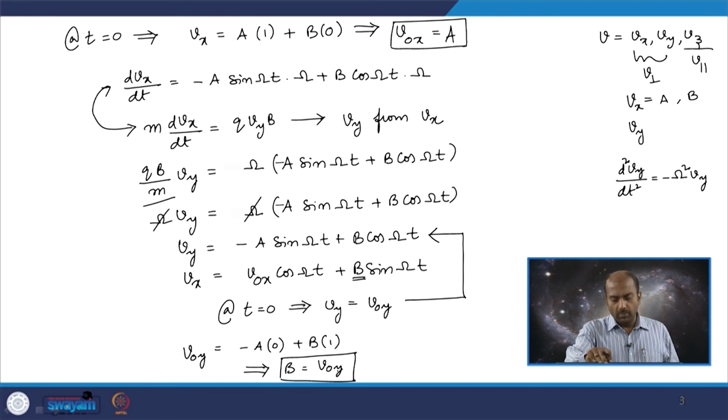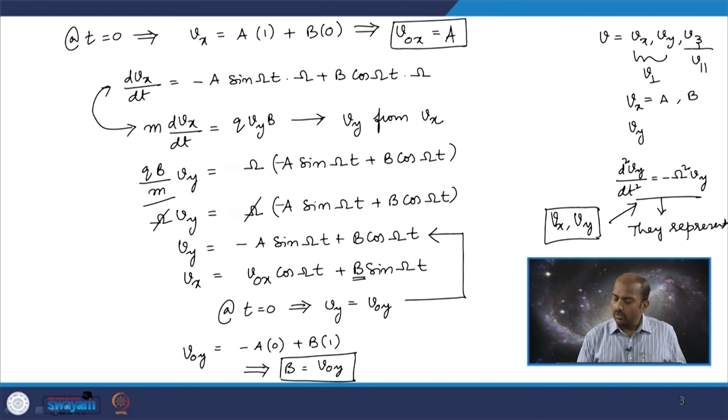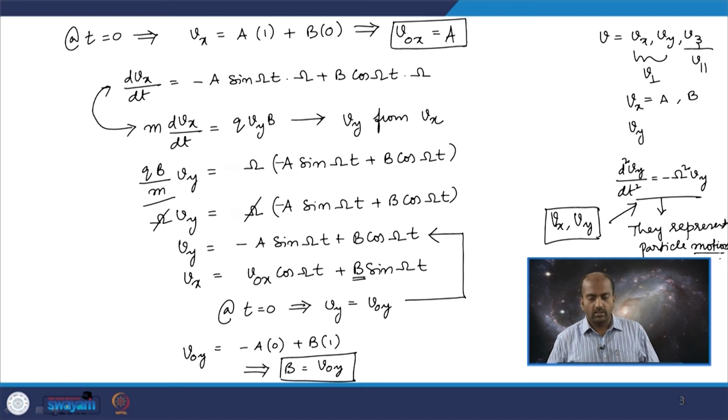Now, we will simply have to substitute the values of a and b to get the full functional form of Vx and Vy such that they satisfy this type of second order differential equation. What is particular about this type of equation? They represent particle motion. Okay. So, we will continue this discussion in the next lecture, how we can interpret these two, Vx and Vy, and how they can tell us how the particle will move with respect to time in the presence of an external magnetic field.